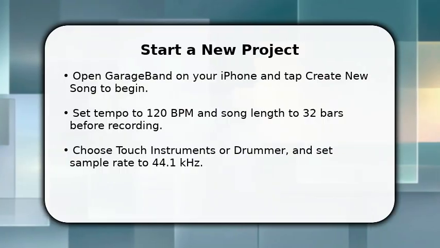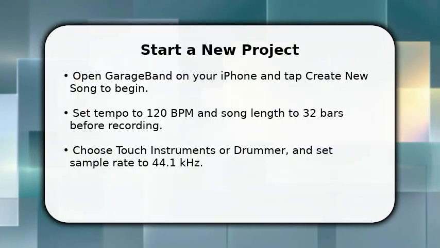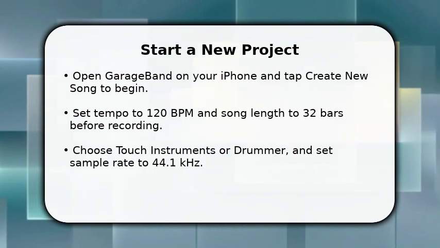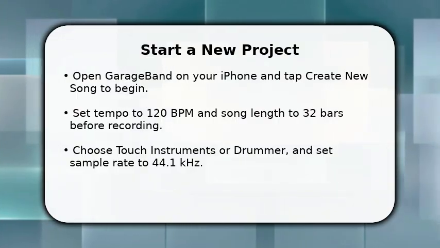Set the song length to 32 bars to plan your arrangement structure in advance. Name the project so you can find it later in files. Confirm sample rate at 44.1 kHz and 16-bit for standard compatibility across platforms.